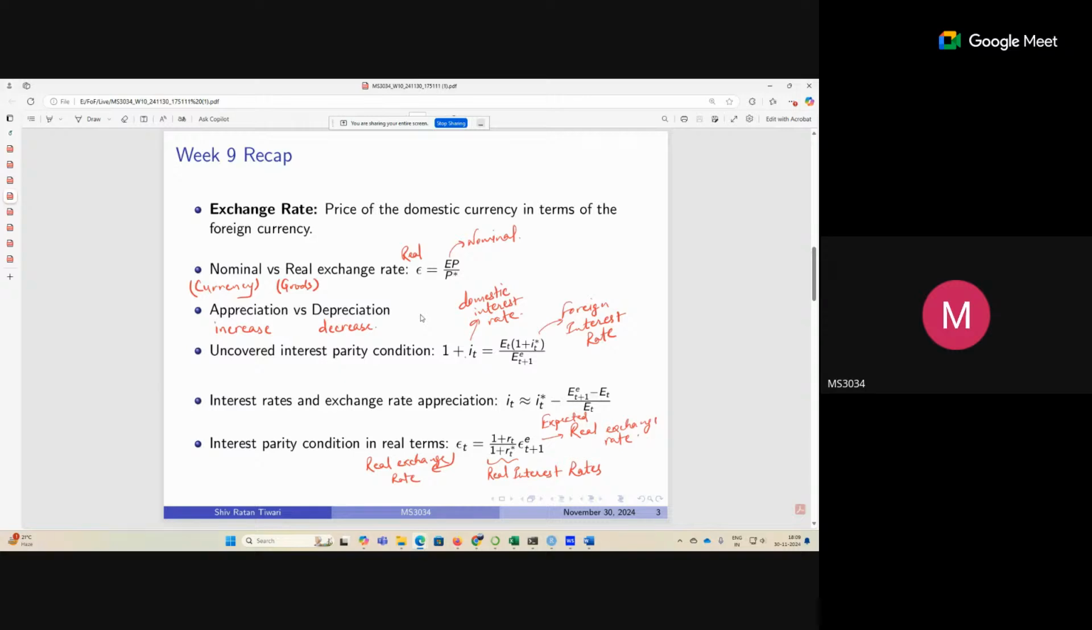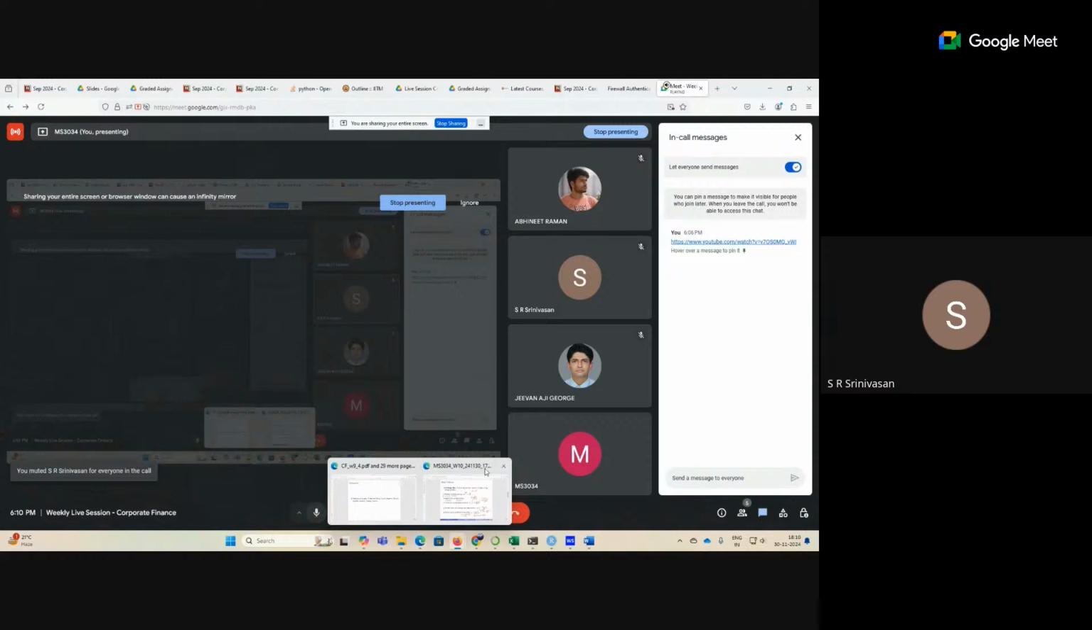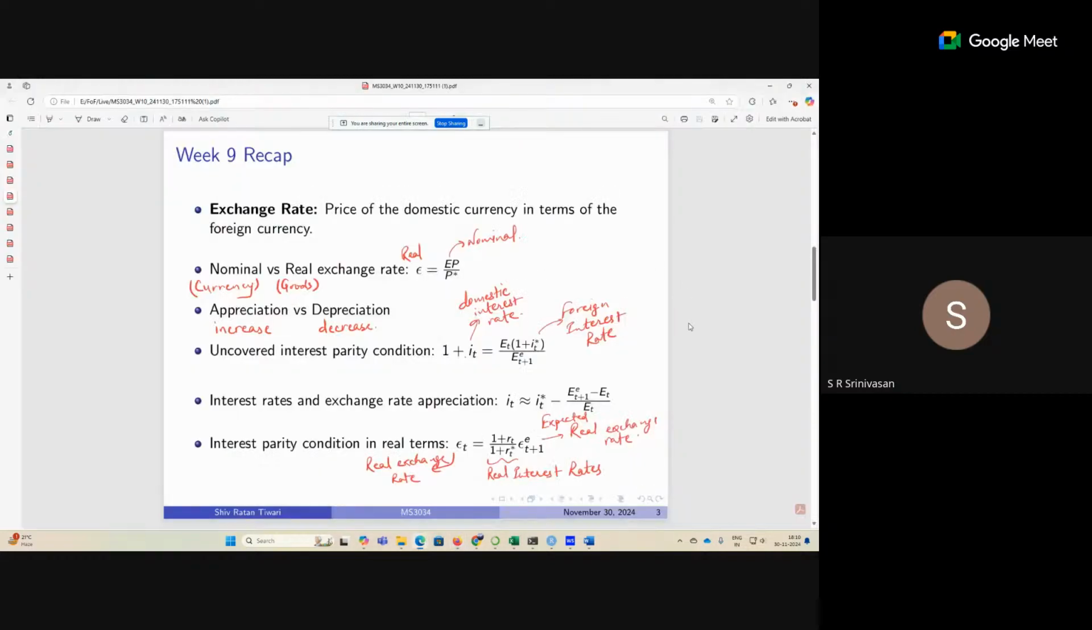So if Indian rupee, so now the exchange rate, so if we say rupee, can you please mute yourself?